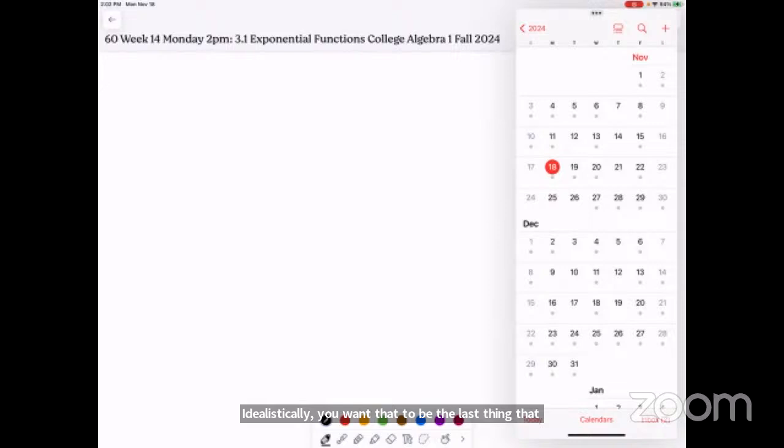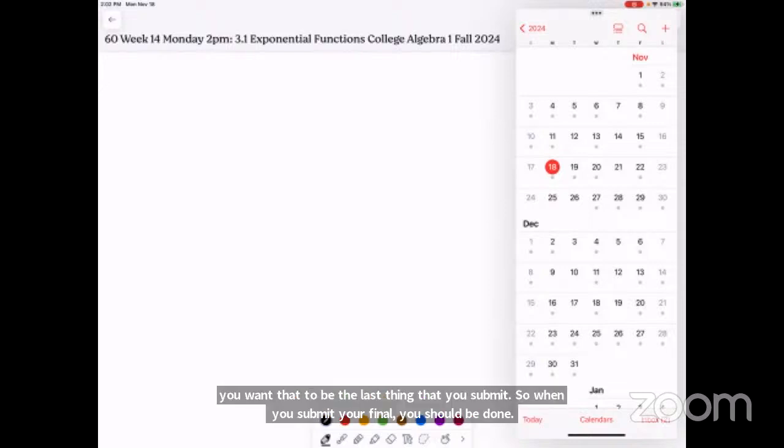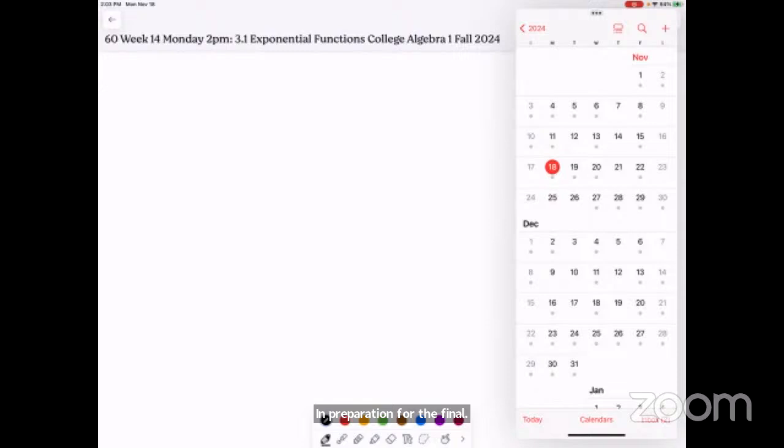In preparation for the final, if you're going back and submitting either older assignments or boosting your overall score, my recommendation is to prioritize your exams first. That's where you're going to get the most bang for your buck. So that has the heavier weight. And then I would encourage you to prioritize the homework last, where that's going to be a lot of work for minimal points.